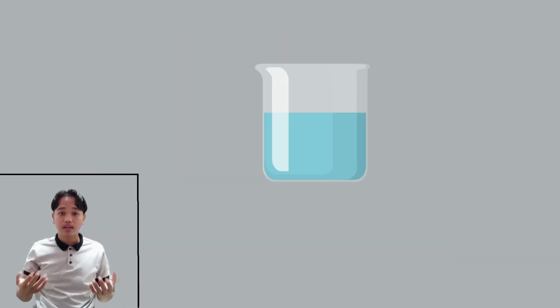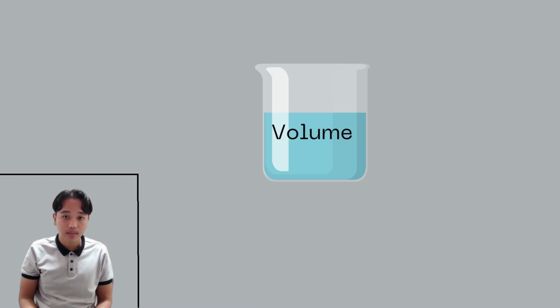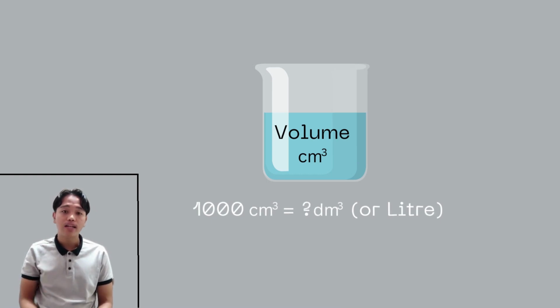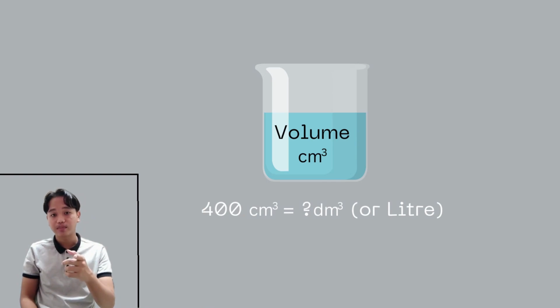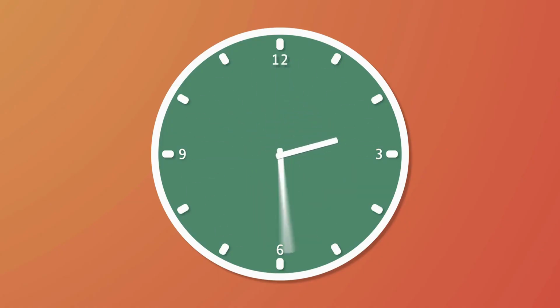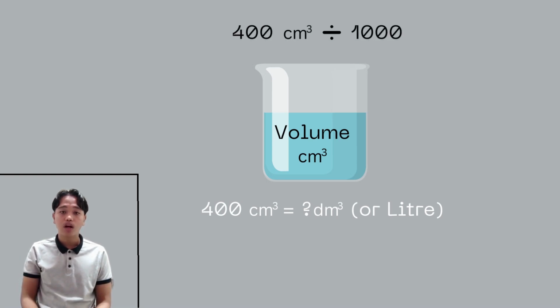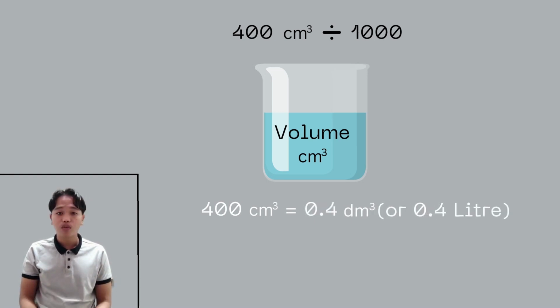Most of the time, the volume is measured in cubic centimeters. So, 1000 cubic centimeters is equal to 1 decimeter cubed, or in other words, 1 liter. So, how many decimeters cubed are in 400 cubic centimeters? Try to think. To get the answer, you must divide 400 cubic centimeters by 1000. So, 400 cubic centimeters is the same as 0.4 decimeter cubed, or in another form, 0.4 liter. Did you get it right?